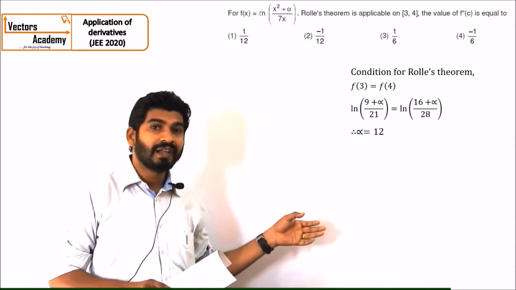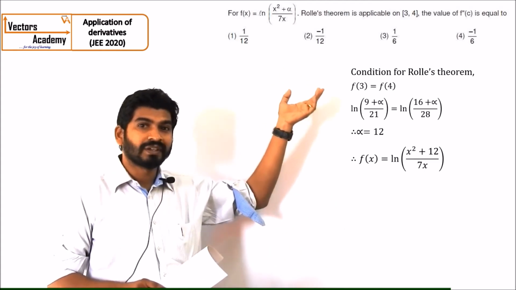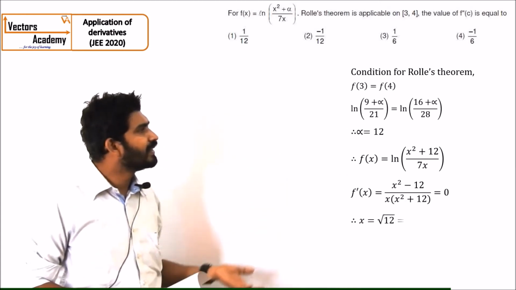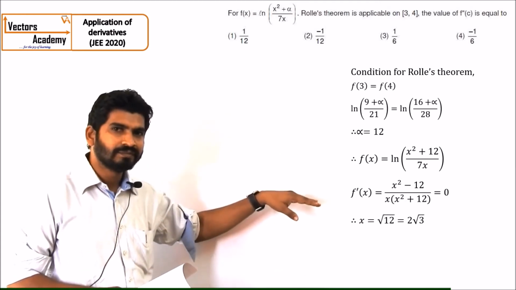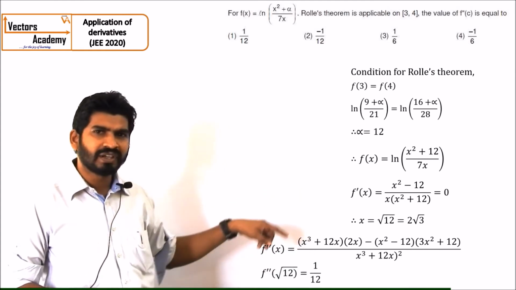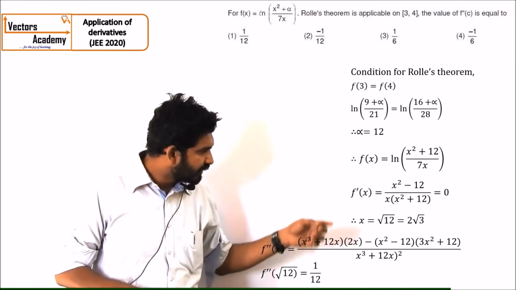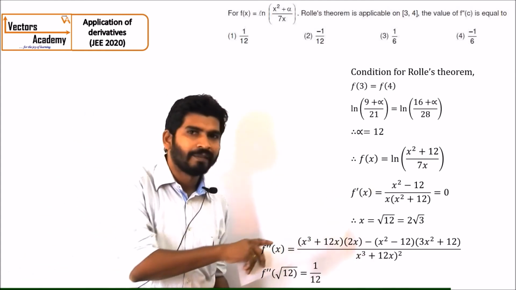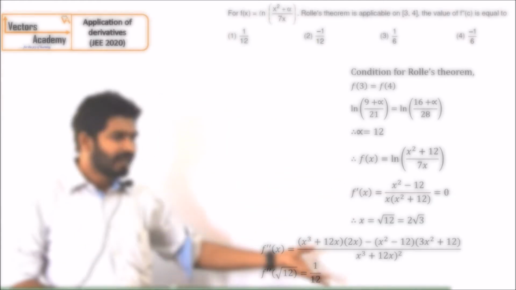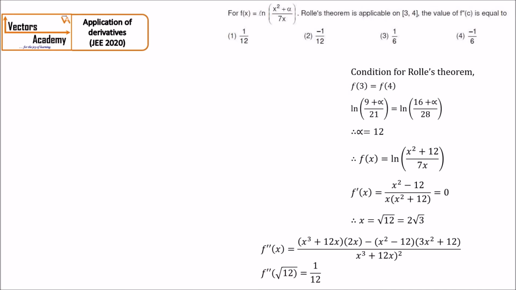Once I get the value of alpha, I know what is f of x. Then you know how to apply Rolle's theorem. Then we have to apply Rolle's theorem, find out the value of c, differentiate it again to get the second derivative, and substitute that value of c. The value of c comes out to be around root 12. So, you have to substitute that value in the second derivative, and I will get the required answer.